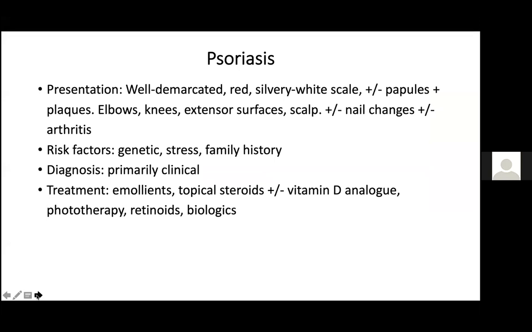So you quite often get nail changes in psoriasis, and you can also get psoriatic arthritis. It is more common in those with a family history, and there's a very strong genetic component to psoriasis. Flares, again, are quite often triggered by stress. Diagnosis, you guessed it, is clinical, and treatment is with emollients and steroids, the same as eczema. However, psoriasis often responds well to vitamin D analogues and phototherapy. And in bad cases, we can also think about using biologics.